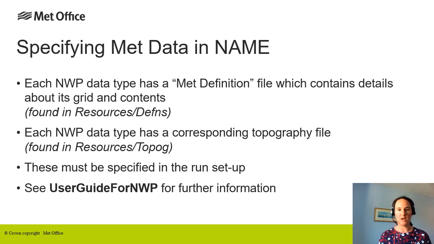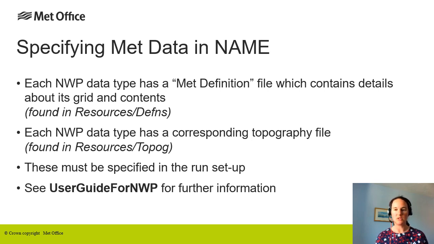But just to let you know that each NWP (numerical weather prediction) model data type has its own MET definition file, which contains details of the grid sizes, the temporal resolution and the vertical structure. And you'll find examples of these MET definition files in the folder resources/defns, DEFNS. Each metadata type also has its own corresponding topography file.